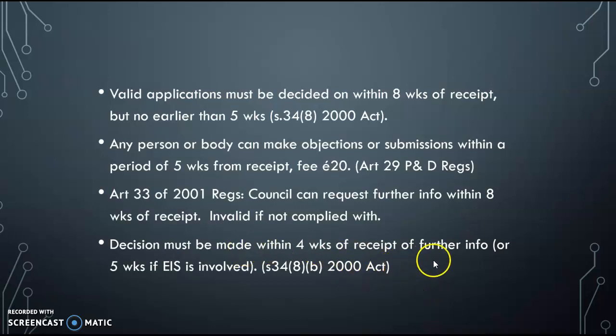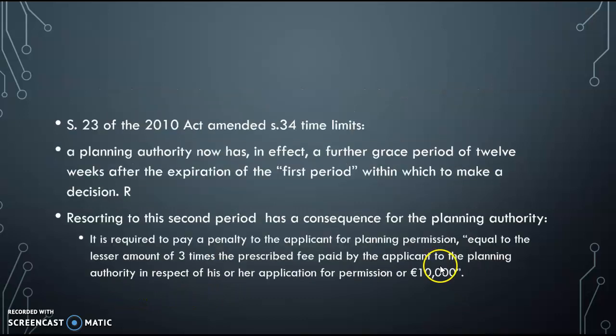The decision must be made within 4 weeks of receipt of further information, or 5 weeks if an EIS is involved. And there are time limits which were amended in 2010, giving the Planning Authority a further grace period of 12 weeks after the expiration of the first period of 8 weeks within which to make a decision. But resorting to that has consequences, and the Planning Authority might have to pay a penalty to the applicant equal to the lesser amount of 3 times the prescribed fee paid by the applicant to the Planning Authority in respect of their application, or 10 grand, whichever is the lesser.